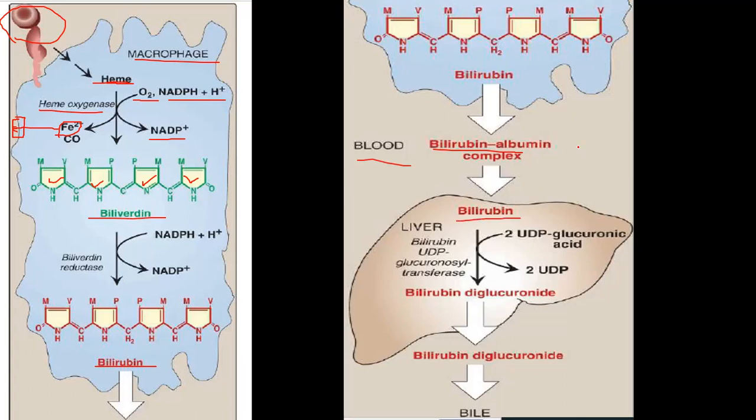Now, there are some drugs. I want you to go and find out which drugs usually inhibit the binding of bilirubin to albumin, especially anionic drugs such as, I think, sulfonamides. Then bilirubin will undergo glucuronidation, conjugation. You can see here, two UDP-glucuronic acid are put in by a reaction catalyzed by bilirubin UDP-glucuronosyltransferase to form bilirubin diglucuronide, your conjugated bilirubin, which is then excreted in bile.